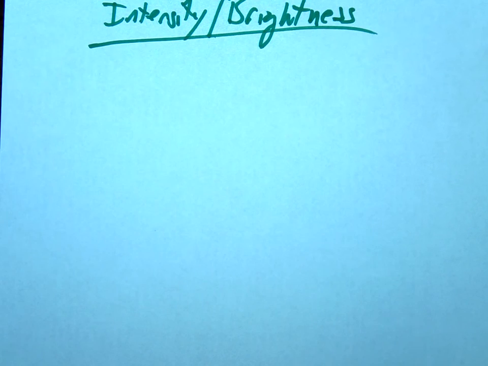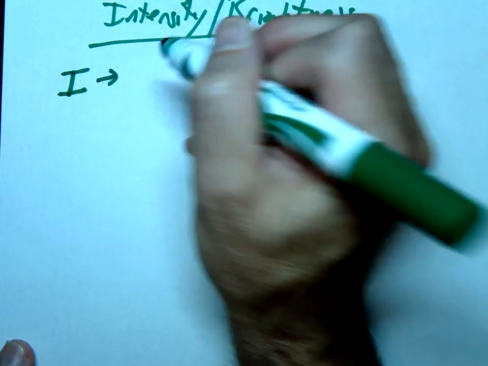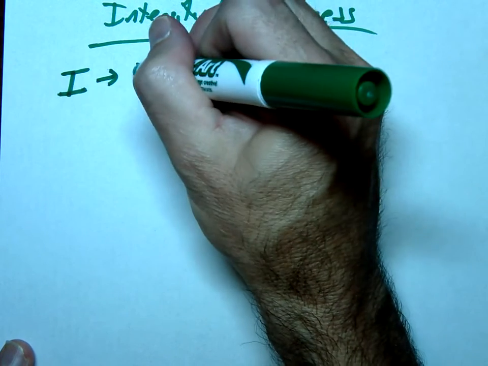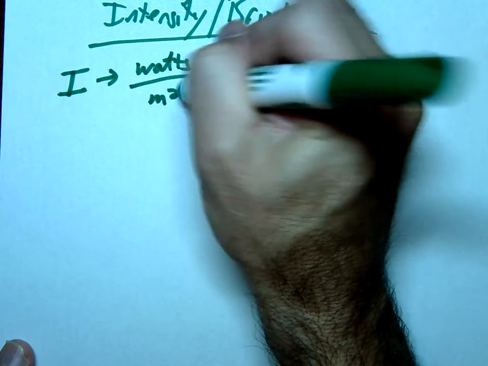So sometimes you're going to hear the words intensity and brightness used kind of interchangeably, and I just want to hopefully make some clarification about what we mean by these two things. So intensity, in general, specifically, is the number of watts per square meter.